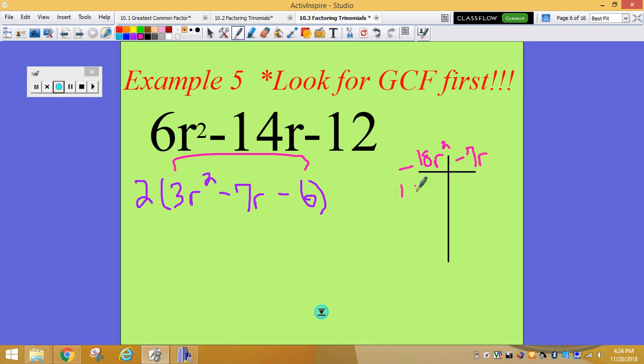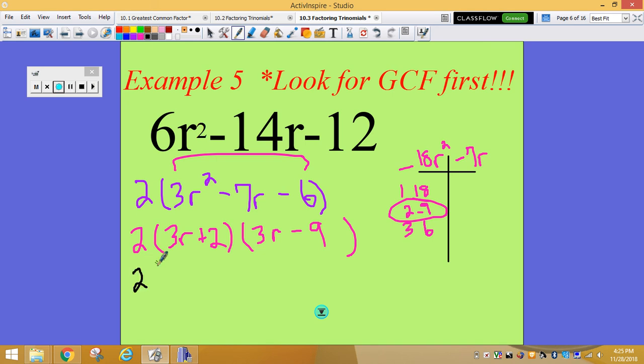So I could do 1 and 18. I could do 2 and 9. I could do 3 and 6. It's going to be 2 and 9. To add up to make it negative 7, the 9 has to be the negative. So, writing our answer, you've got to write that 2 because we took that out to start with. Remember, your 3 comes down to both, so 3r and 3r. My answers were right here, positive 2 and a negative 9.